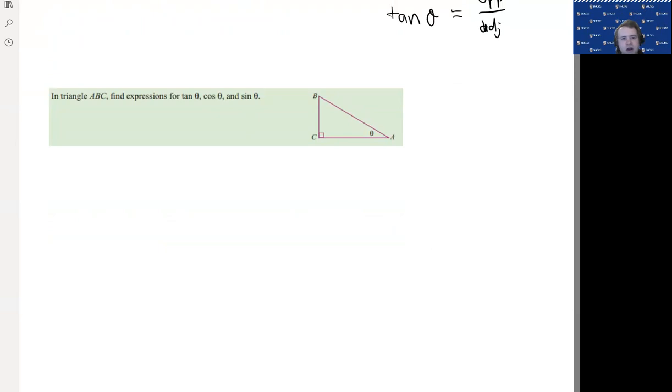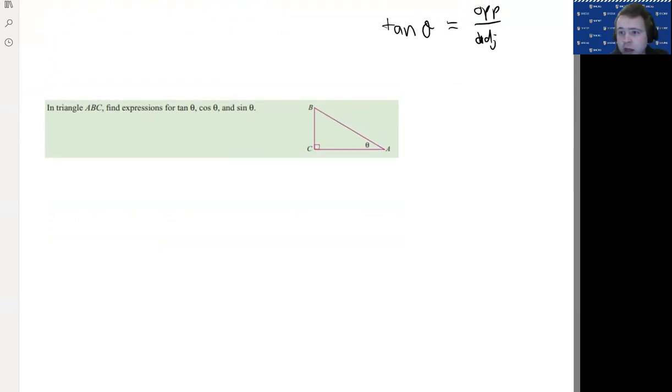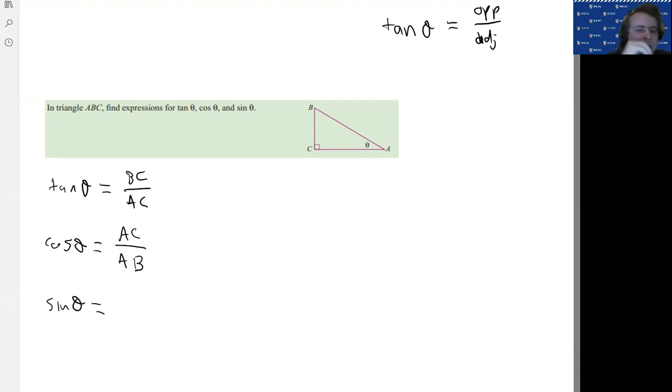So in the triangle ABC, find the expressions for tan theta, cos theta, and sine theta. Here's our theta. For tan, TOA, tan theta equals opposite, which is BC, divided by adjacent, which is AC. For cos theta, CAH, adjacent, which is AC, over the hypotenuse, which is AB. And sine theta is opposite over hypotenuse, so it's BC over AB. We see these three key ratios between these sides: sine, cos, tan. SOHCAHTOA is the way that we're going to remember how to write these equations, and which one goes on top of the ratio and which one goes on the bottom.